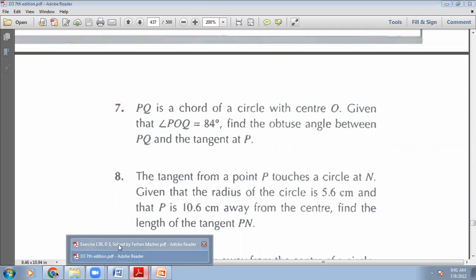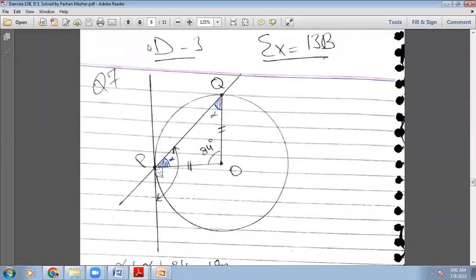Let me show you this diagram. So here, a circle. Here we have a chord PQ. The angle at the center by the chord, POQ, is 84 degrees. The tangent at P, and the obtuse angle between the chord PQ and the tangent is this one. So I need to find this angle; this angle is 90. Once I know this angle, I will add 90 and this, and that is the obtuse angle.